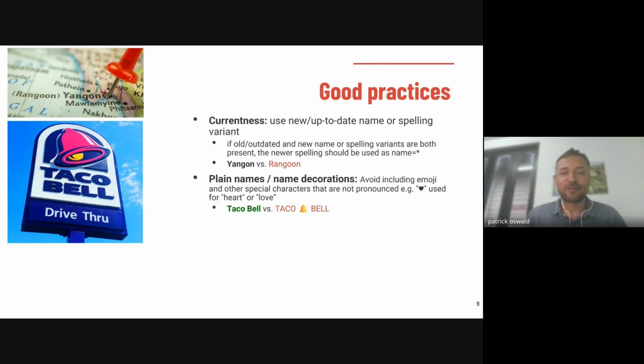Another one, I was quite surprised, I never thought about this, but we live in a new generation and people use a lot of Facebook, a lot of WhatsApp, and a lot of emojis and those things. So for OpenStreetMap, it's recommended not to use any kind of emojis or characters which are not pronounced. Don't use a heart, don't use a bell like in Taco Bell, and those things. Just use the text. It's better.